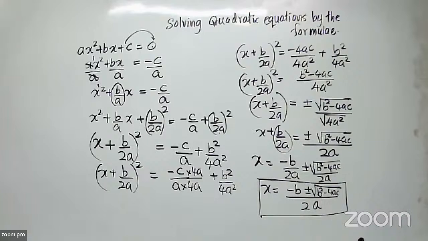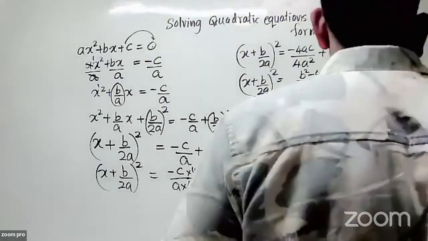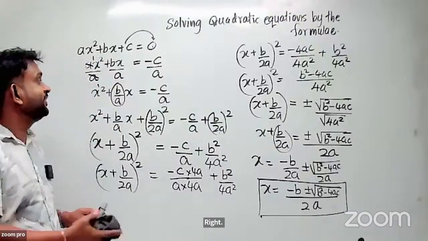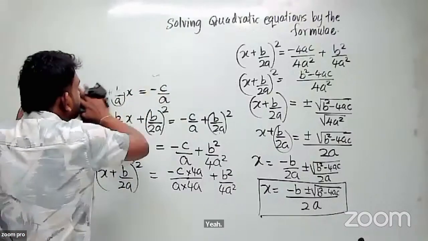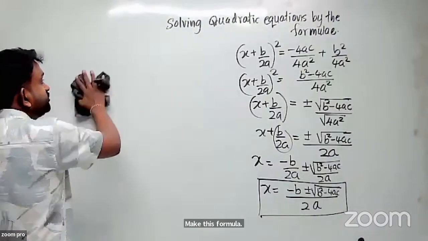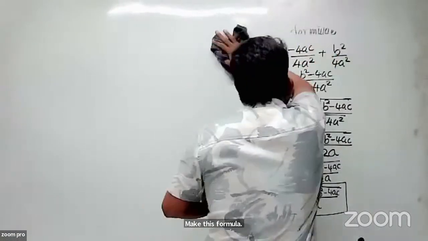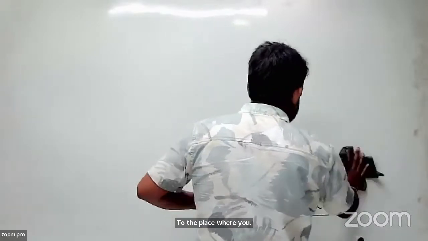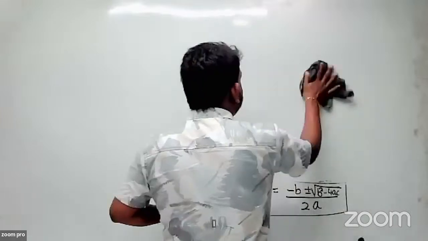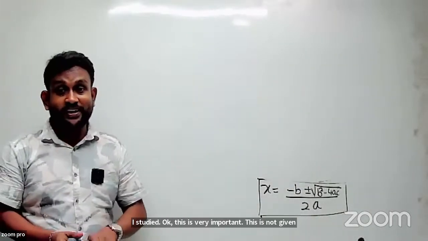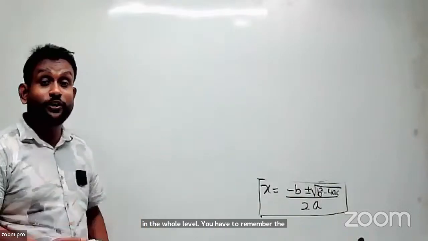Okay, and now what is the formula? Tell me. Write this formula on a board and attach it to the place where you study. Okay, this is very important. This is not given in the whole level paper. You have to remember the formula if you want to apply it for finding quadratic solutions.